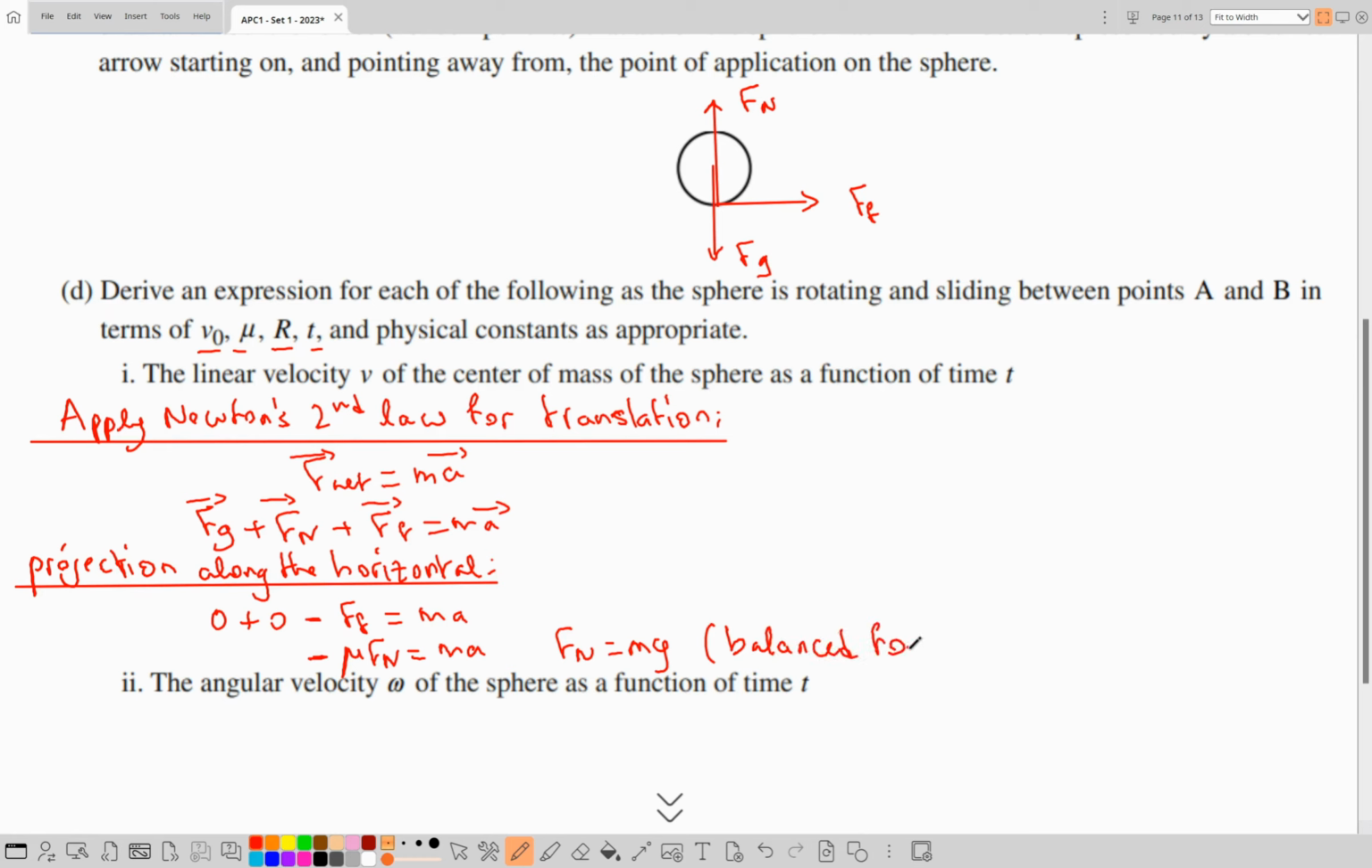And now let me continue this here on this portion. So we have that minus mu mg equals ma. M and m cancel, so acceleration is given by minus mu g, but we're asked about the linear velocity. Now since the acceleration is constant, we can utilize the velocity using kinematics. So v is equal to v0 plus at.